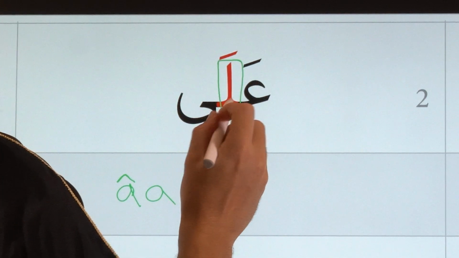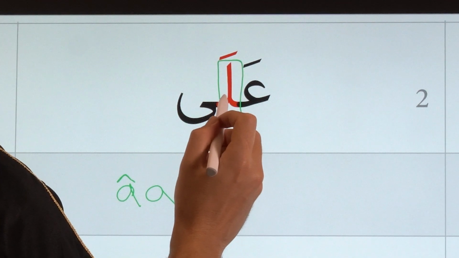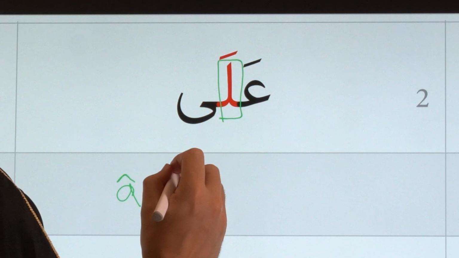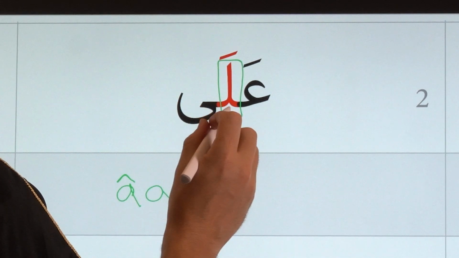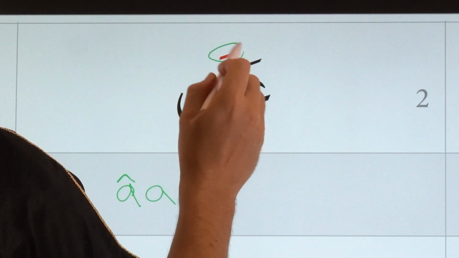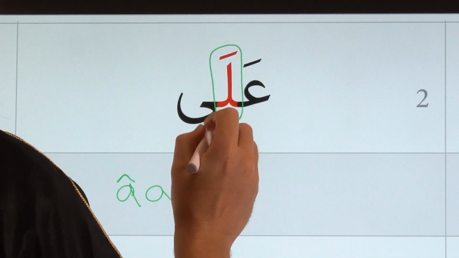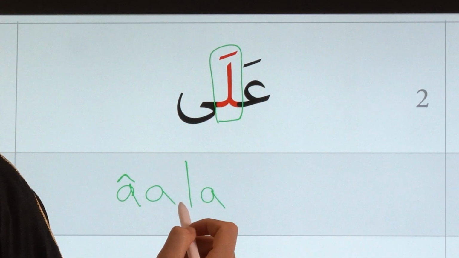Next, we find a straight line that does connect to the letter after it, meaning this is the letter Lam. So we're going to write an L for the letter Lam. Above the Lam is a Fatha, so we're going to write an A for the Fatha. So together, the Lam and Fatha would be pronounced La, La.